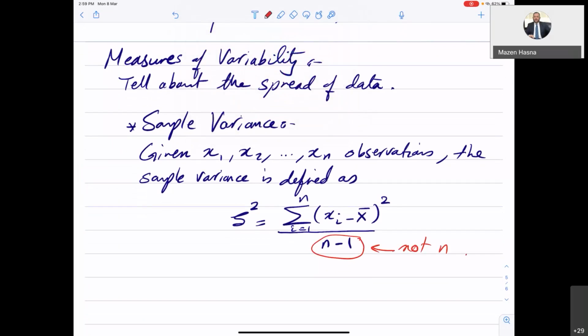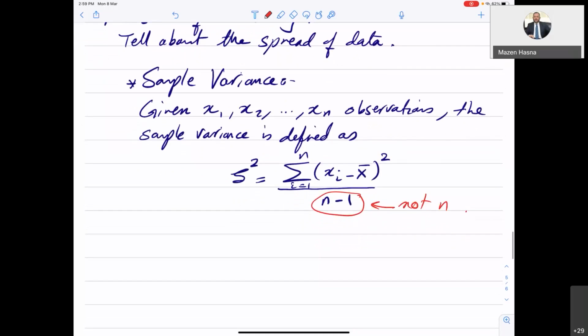We don't divide by n, we divide by n minus 1. Why is that? We'll see this next chapter when we talk about different estimators, what's a good estimator and what's a bad estimator. We have something called unbiased estimators, and for the sample variance to be an unbiased estimator, we need the denominator to be n minus 1, not n.